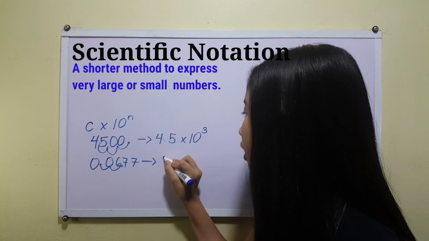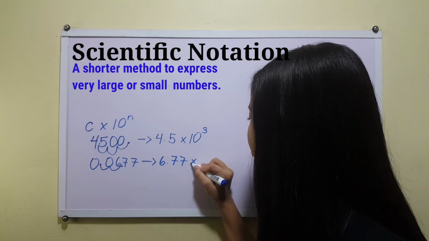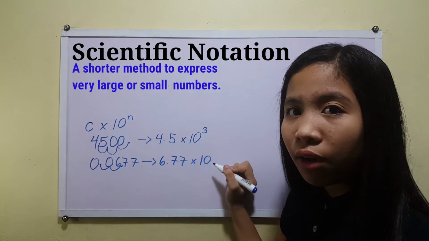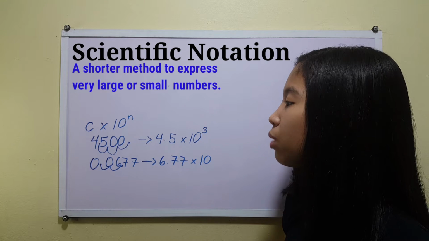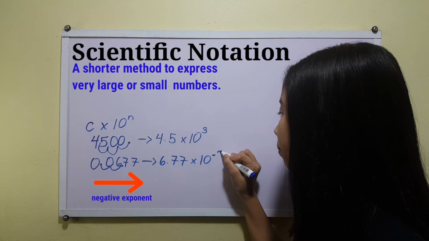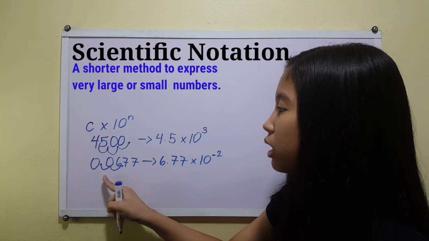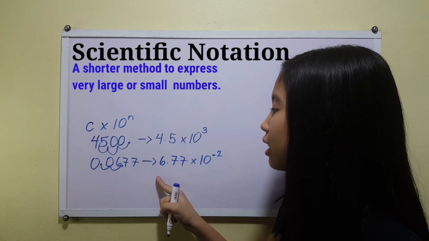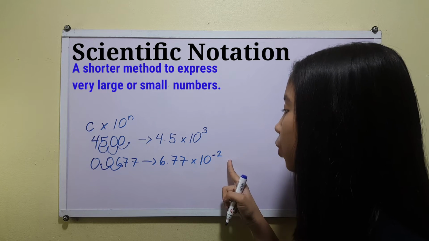So we have 6.77 times 10 to the power of, how many times did we move our decimal point? 2. But since we moved it to the right, it is going to be a negative exponent. So the scientific notation of 0.0677 is 6.77 times 10 to the power of negative 2.